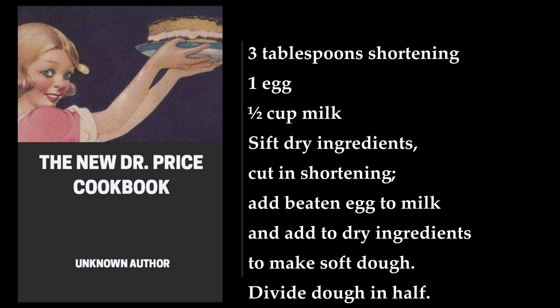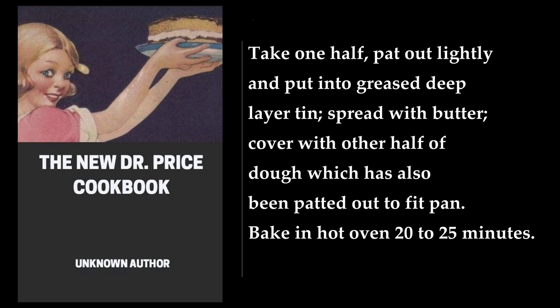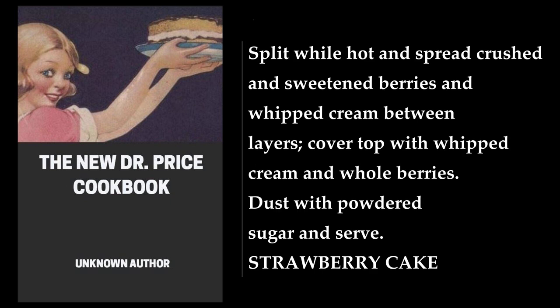Divide dough in half. Take 1/2, pat out lightly and put into greased deep layer tin, spread with butter. Cover with other half of dough which has also been patted out to fit pan. Bake in hot oven 20 to 25 minutes. Split while hot and spread crushed and sweetened berries and whipped cream between layers, cover top with whipped cream and whole berries. Dust with powdered sugar and serve.